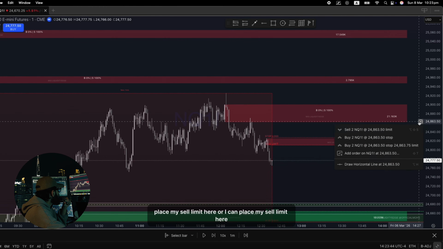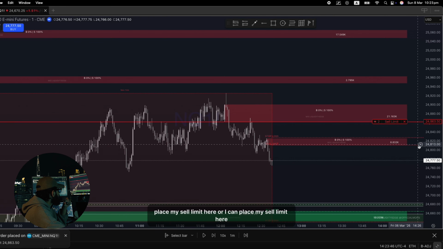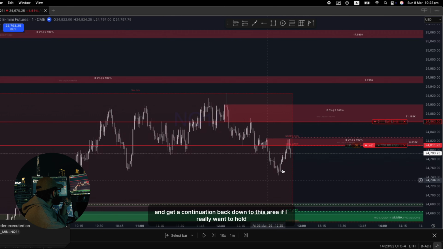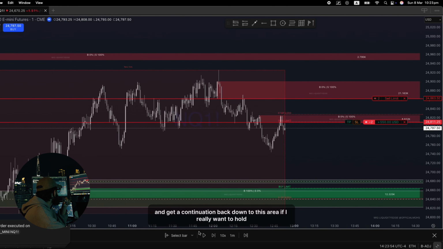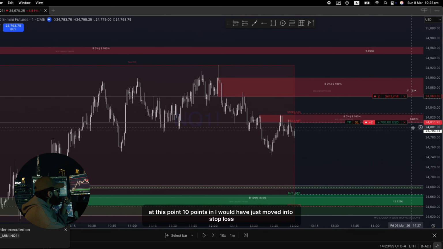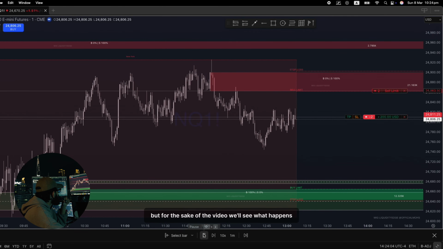Place my sell limit here, or I can place my sell limit here and get a continuation back down to this area if I really want to hold. Okay, at this point, 10 points in, I would have just moved into stop loss, but for the sake of the video, we'll see what happens.